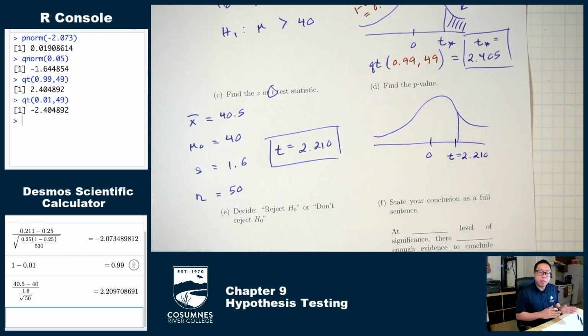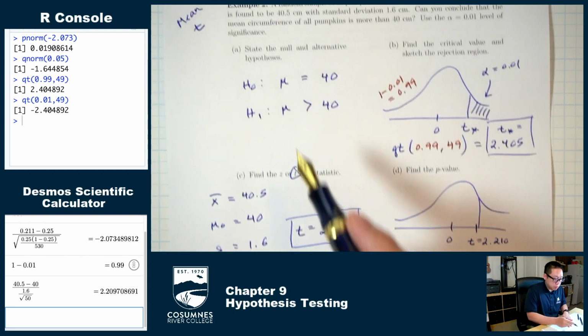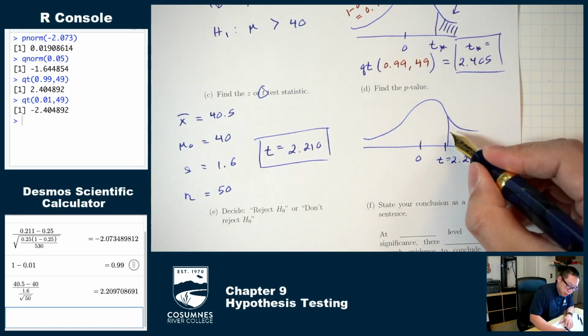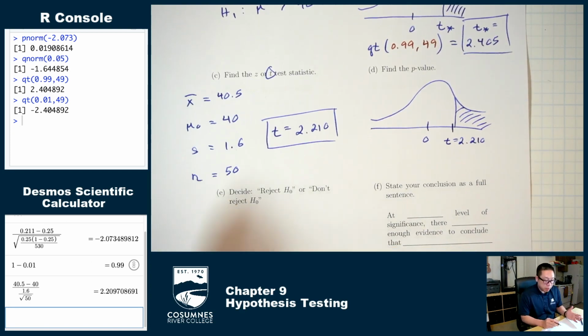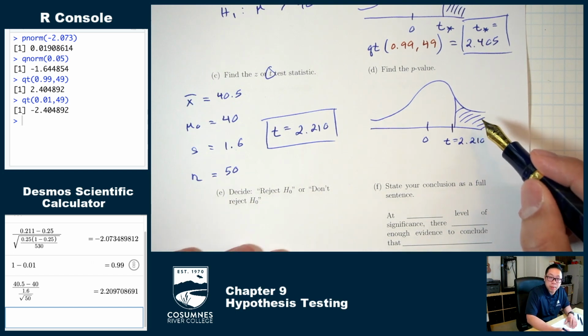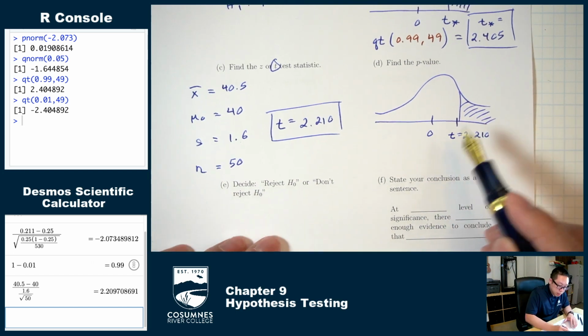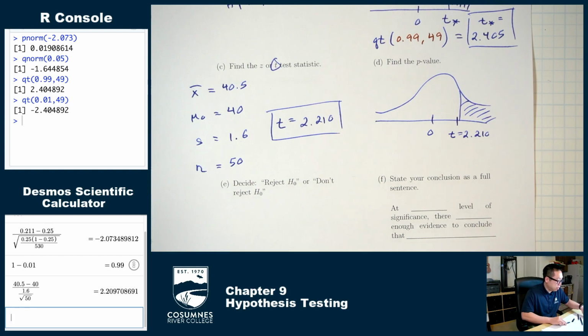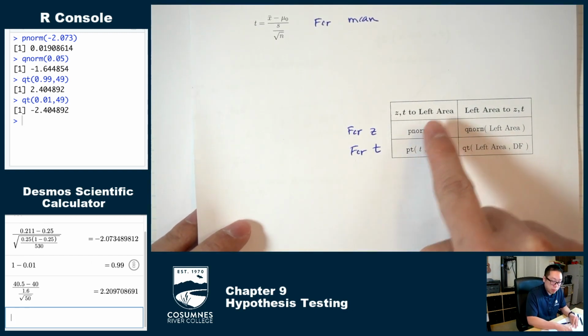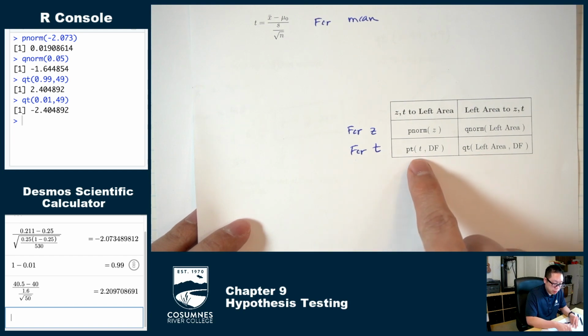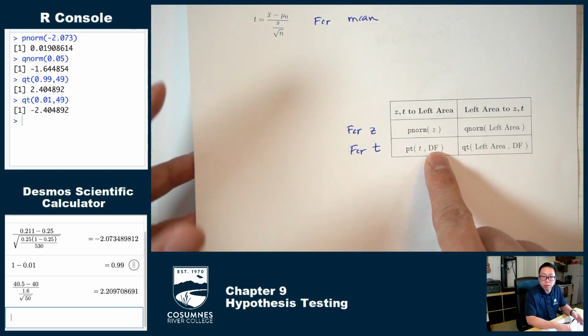It's either going to be shaded left, shaded right, or two tails. This is a greater-than problem, so it's going to be shaded to the right. And your job for part D, the p-value, is to find that shaded area. So this is a T to area problem. T to area for the T situation is PT, T, and then degrees of freedom.